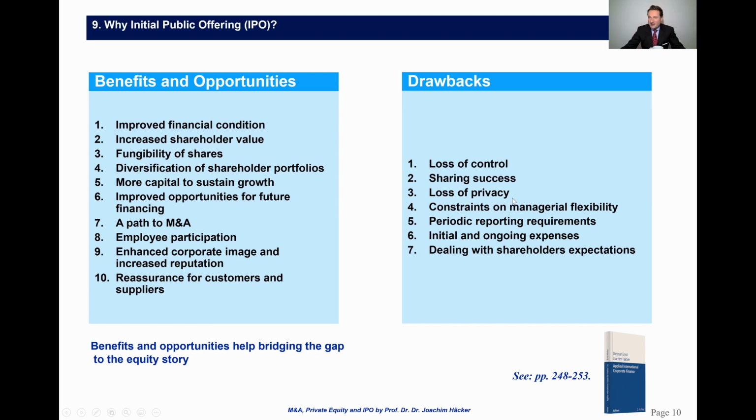We are losing privacy. If you are listed, you need to publish the quarterly reports. If you are listed in a big index, you need to maintain an investor relations department. It costs you a lot. You might not be able to use your national GAAP, but must go for international GAAP, and so on and so on.